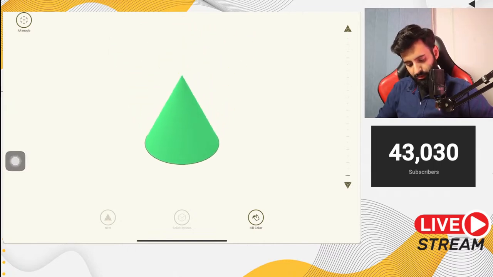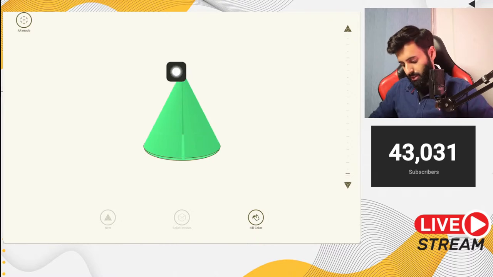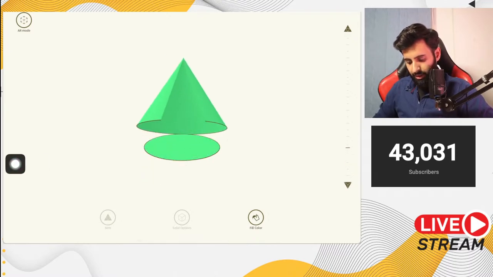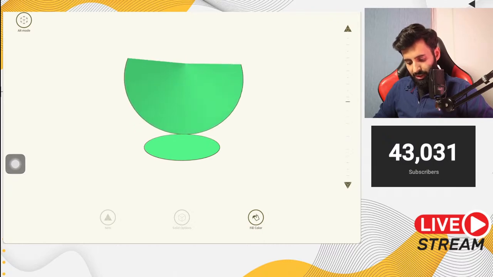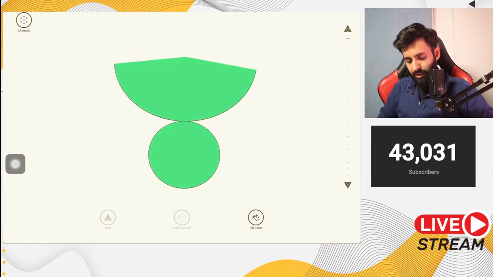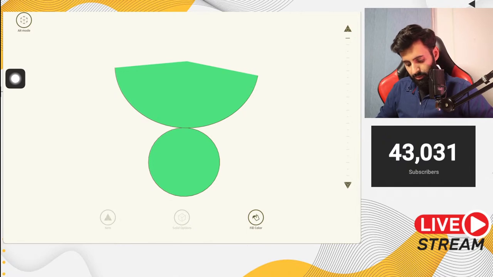So here's a cone. Here you can see the slant height, with a very small opening. Now notice what happens. As soon as I turn it into a sector, the slant height turns into the radius of the sector. So there you go, the slant height becomes the radius of the sector.